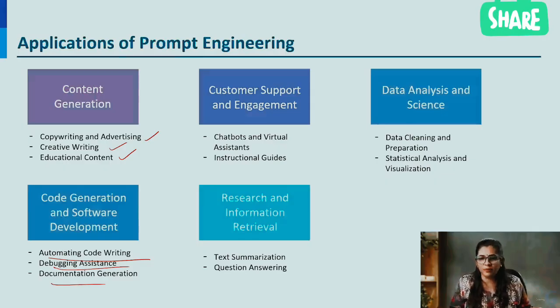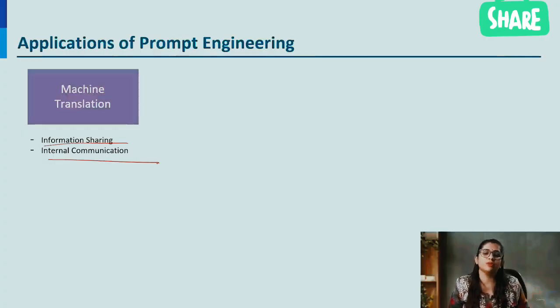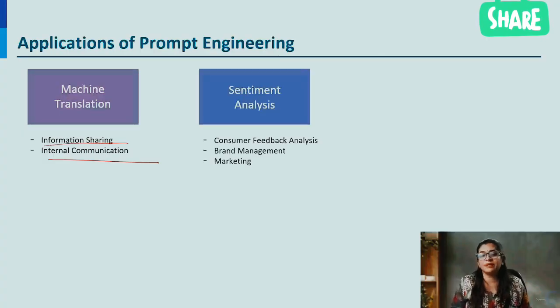Next is research and information retrieval. For example, text summarization, question answering, anything and everything. You can give links as context and say that, okay, these are the specific researches done in this field. Based on this, give me your hypothesis. What next can be done? Next is machine translation, information sharing, internal communication, anything related to machine translation. Then sentiment analysis, consumer feedback analysis, brand management, marketing, all these things can be done using sentiment analysis. And prompt engineering is used to create tools for this.